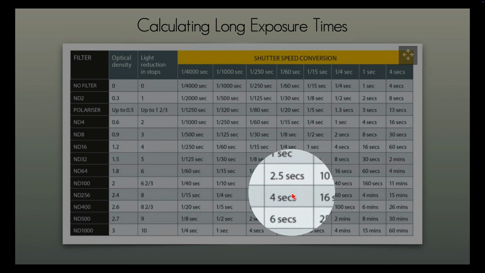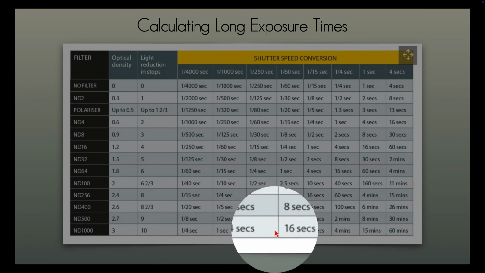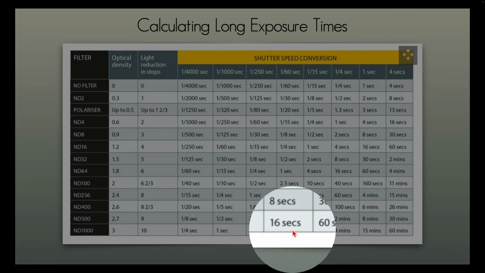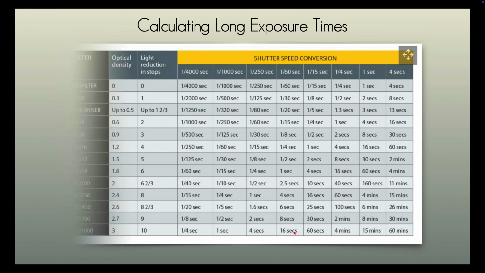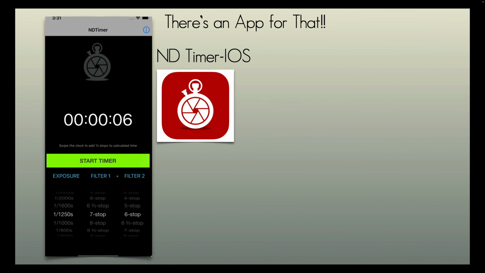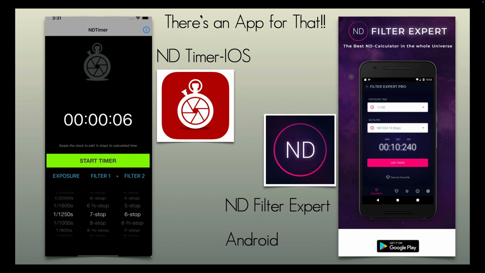And I've got maybe 8 stops, or maybe I have a 10 stop. And if I've got a 10 stop, then my shutter speed turns into 16 seconds. That's how long exposure times are calculated. But thankfully, there's an app for that. Oh my goodness, there's actually a ton of apps for that. So here's just a couple of examples.